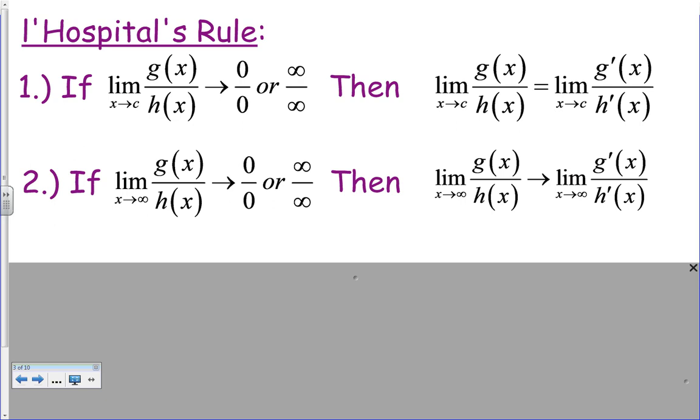Notice the whole key to this revolves around the fact that you have a function that's in the indeterminate form of either 0 over 0 or infinity over infinity. If it's not in one of those forms, you can't use L'Hopital's on it.